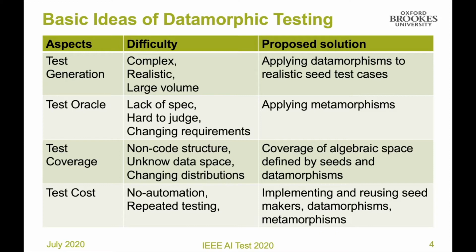Testing AI applications is widely known to be very expensive, sometimes prohibitive for manual testing. It is because the existing test automation techniques are not usually applicable for AI applications, and we need to repeat the testing many times each time we learn new algorithms from machine learning and so on. So the proposal we have for datamorphic testing is to implement and reuse the seed makers, datamorphisms, and metamorphisms as well to achieve reusability and achieve test automation.